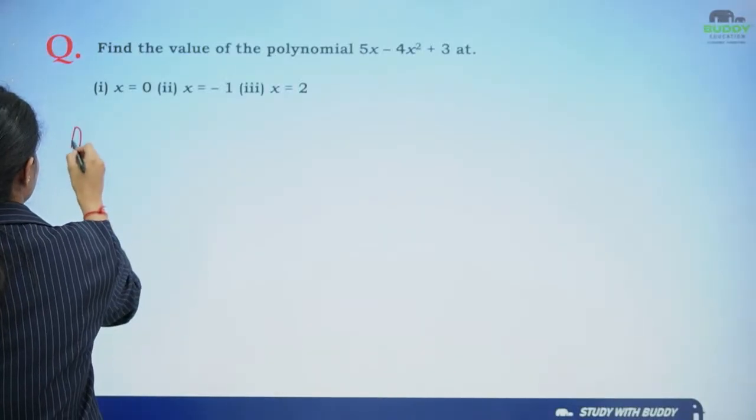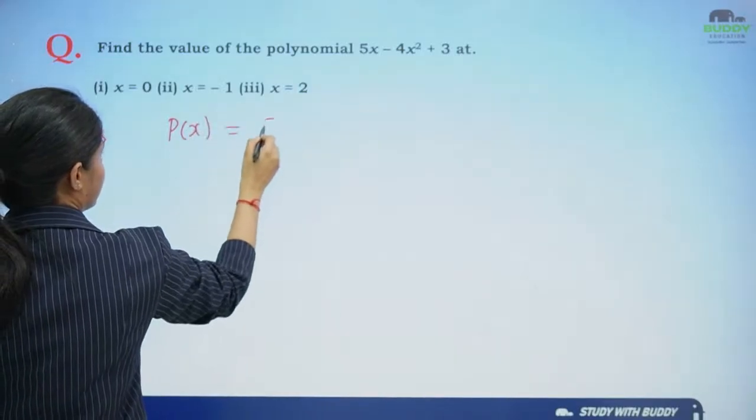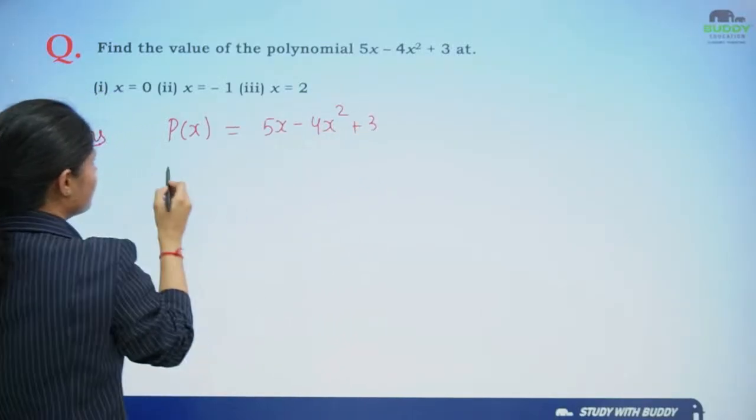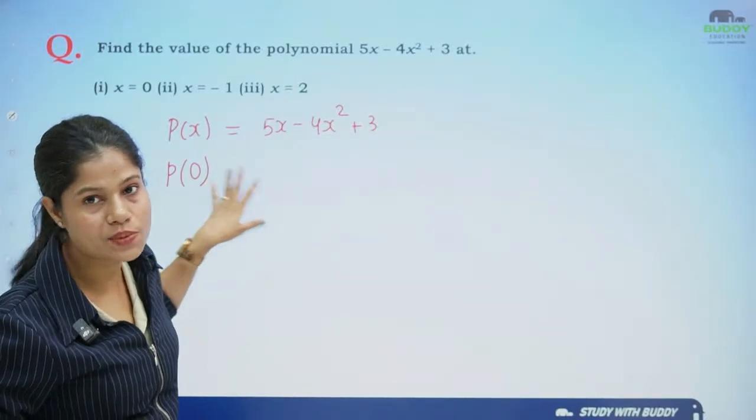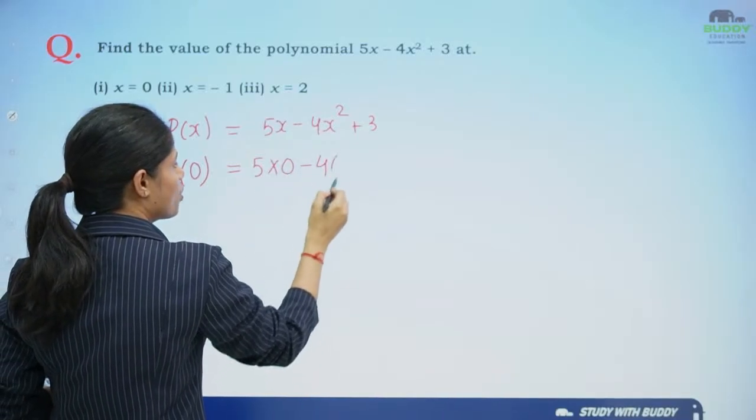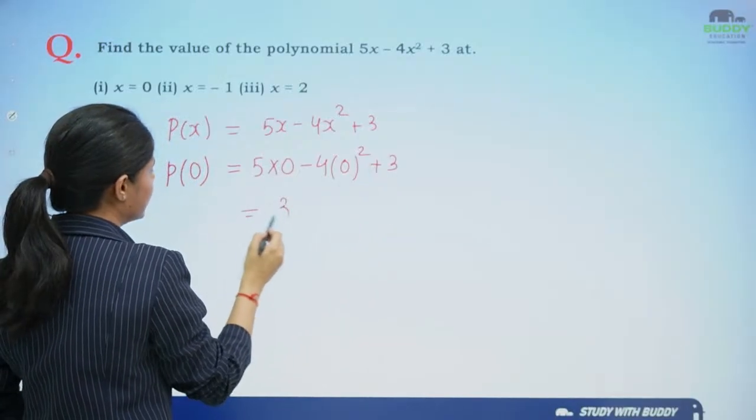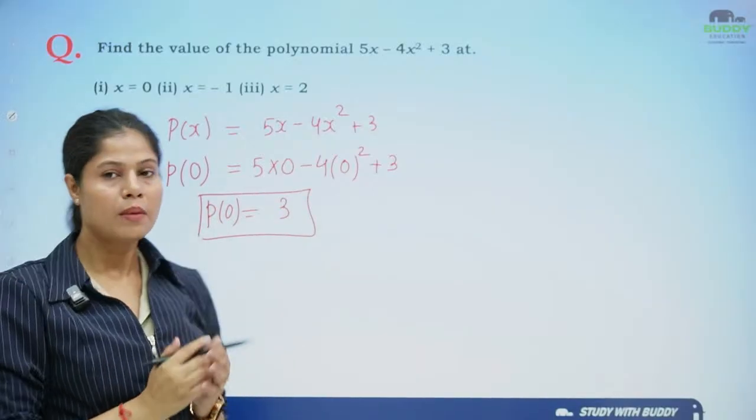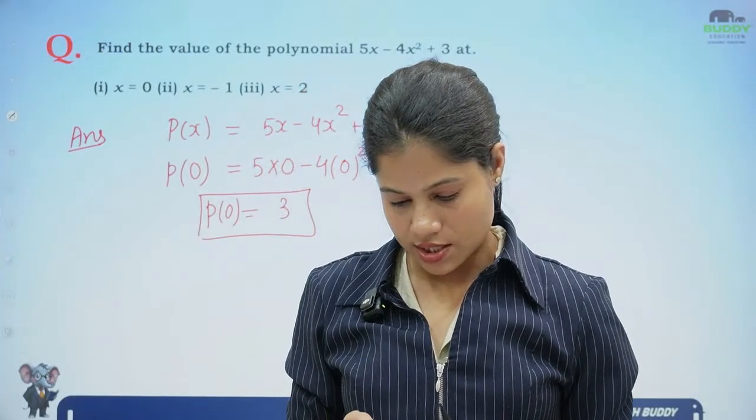So first you have to write that p(x) is given as 5x minus 4x square plus 3. Now if I want to find p(0), I have to replace my x with 0. So this will be 5 into 0, this will be 4 into 0 square, and then this will be plus 3. When I solve this, I'll get p(0) as 3. This is the value of p(x) at the point 0. Now I am waiting for your answer in the chat box.